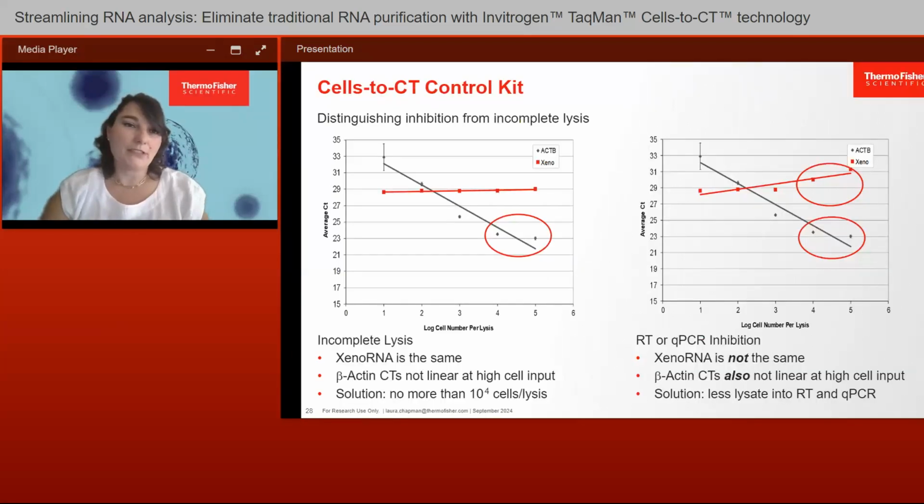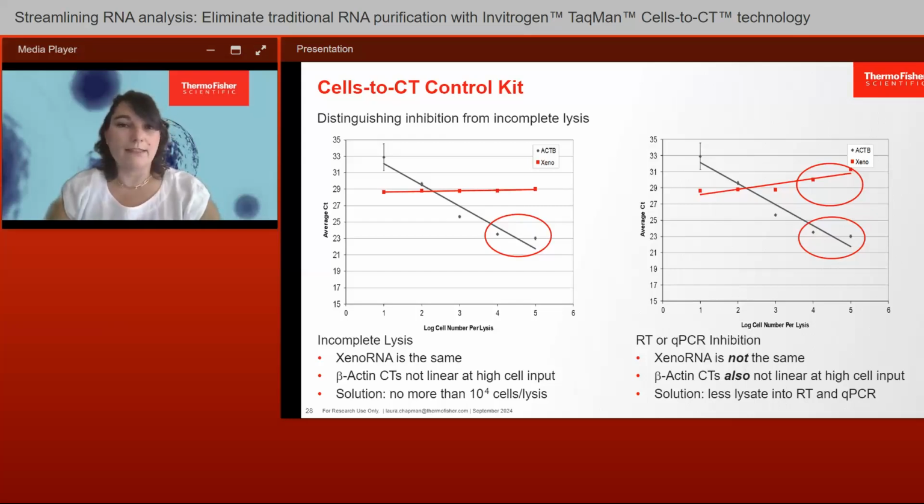But as I mentioned, with this xeno-RNA, you would be able to detect if there's inhibition or incomplete lysis. And so this is how you would be able to distinguish whether you have inhibition or incomplete lysis if you're using the xeno-RNA.